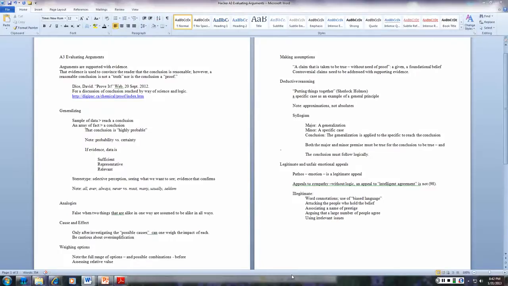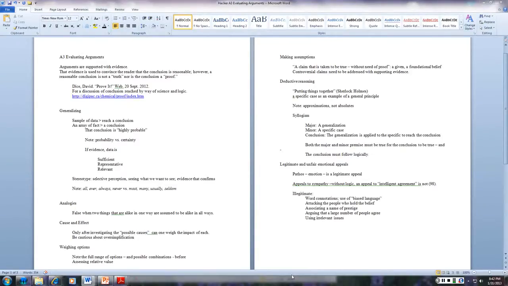We can use cause and effect. We can show all possible causes in order to weigh each one and determine what the cause and effect in a situation is. We need to weigh options. That is, we want to look at all of the options and not only one or two before we determine our position and the merit of each one. We can make assumptions. An assumption is a claim that is taken to be true without the need of proof. That is something that is a foundational belief within a culture, within a society. But remember that if it's controversial, you need to support it. Sometimes we make assumptions about things we need to support.